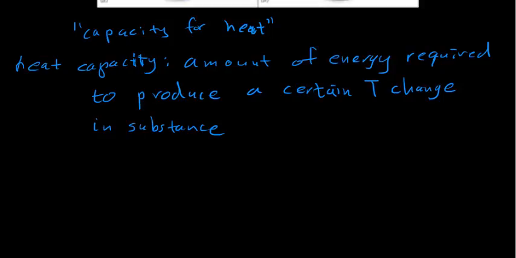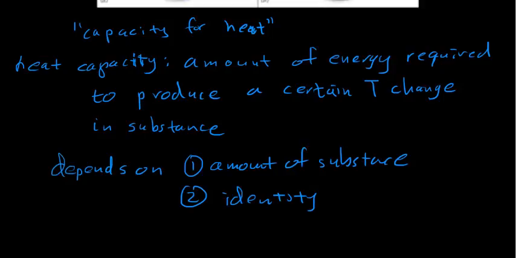It also depends on the identity of the substance. If we think about Joseph Black's experiment, if we had done a similar experiment with, say, different amounts of water or mercury, we would have gotten a different temperature change, a different result. And also we've seen that it depends on the identity. So water's capacity for heat is different than mercury's capacity for heat. So we need to consider both of those things. Thinking about amount of substance again, it's easy to see that if you put the same amount of heat into a test tube full of water or a swimming pool full of water, you will see different temperature changes of those two substances.